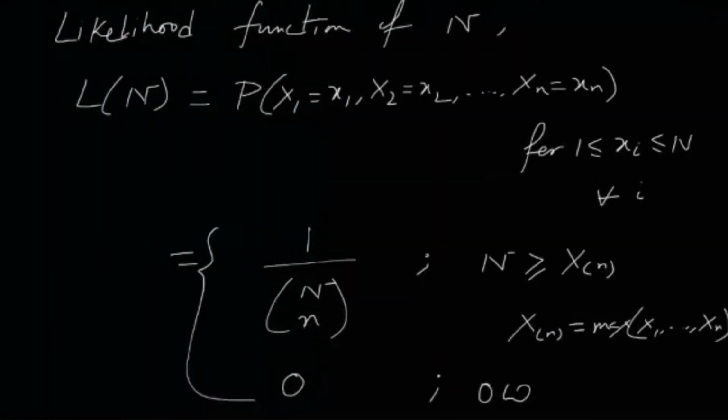Now, since we are supposed to calculate the MLE of N, what is the likelihood function of N? It is nothing but the joint PMF, where each of the Xi belongs from 1 to N. It is 1 by N choose n, and since each of the Xi has to be between 1 and N, N is greater than or equal to the maximum of them. Hence capital N is greater than or equal to X order n. So the likelihood L of N is 1 by N choose n if N is greater than or equal to X order n, and 0 otherwise.